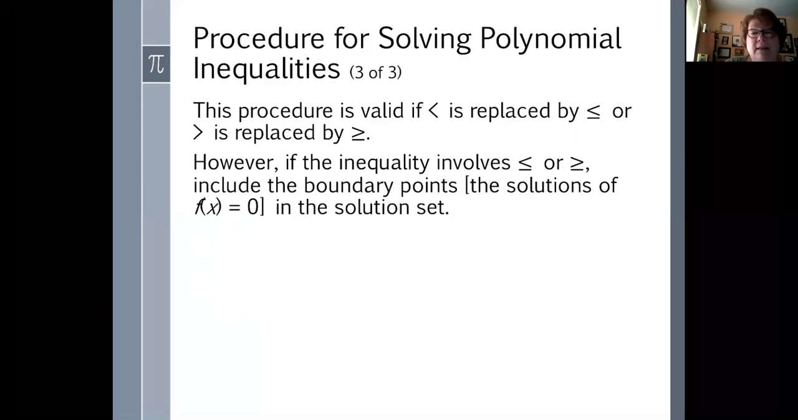So if you have less than or greater than, you would use parentheses on your intervals. If you have less than or equal to or greater than or equal to, you would use brackets on those boundary points. You always use parentheses if you have infinity or negative infinity on those endpoints, but on the boundary endpoints, you would use brackets.